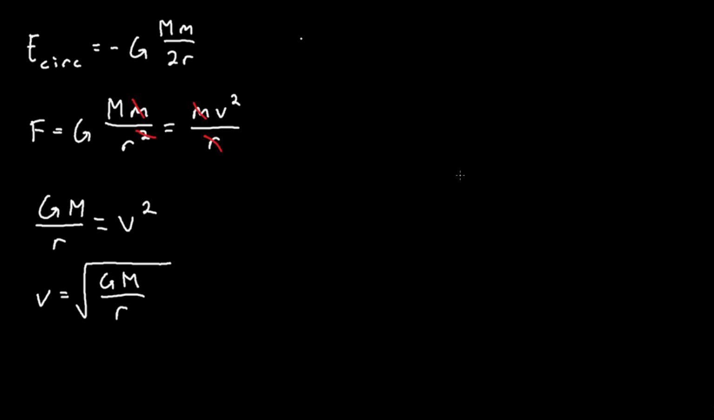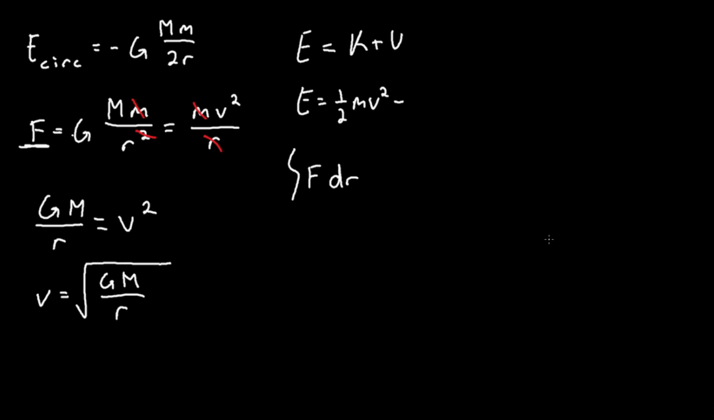Okay, now that we have this, we understand that your total energy is determined by your kinetic plus your potential energy. Well, your kinetic energy is 1/2 times mass times velocity squared. And your potential energy is the integral of force with respect to distance. And the force here is determined by your force of gravity.